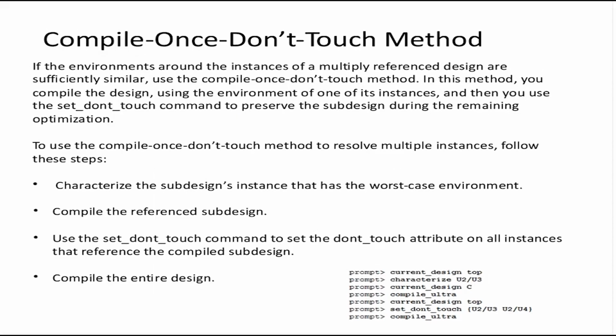The second is the compile once don't touch method. What it means is that we compile once. That means, let's say a design C has 3 copies. We compile C separately, not as part of the top design, and then read this compiled netlist as part of the top level design. And since this C is already mapped, we set a don't touch on this. Since we have said don't touch, DC will not do anything to it.